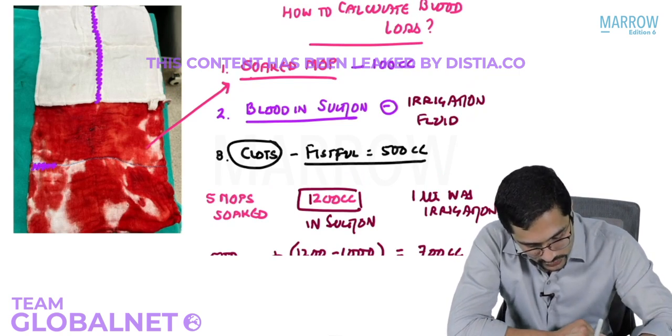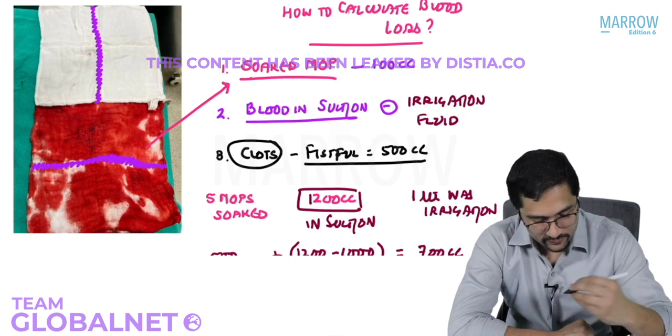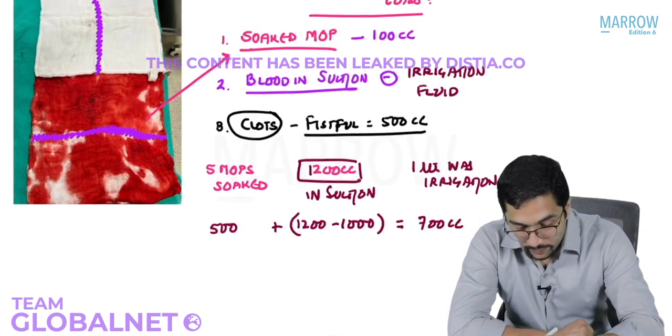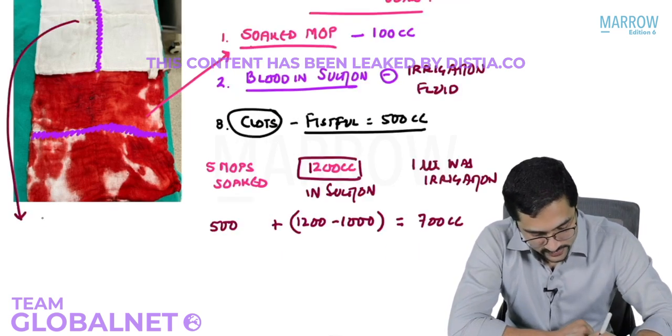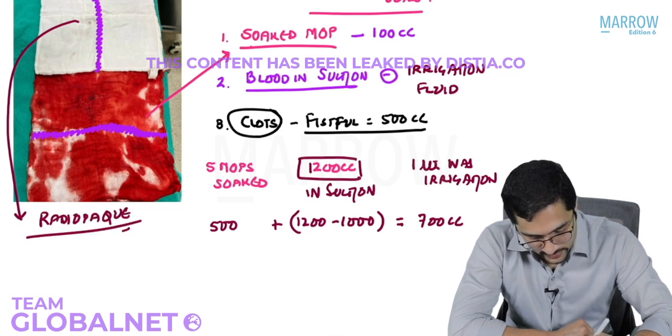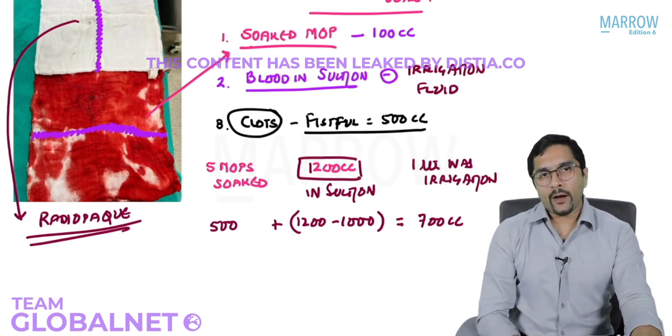You can see this bluish line on the mop here as well. These are pictures I clicked after a surgery which I had done. This bluish line, these are radio opaque lines. What is the significance? These are radio opaque lines. And why do you want radio opaque lines on gauze pieces and mops?